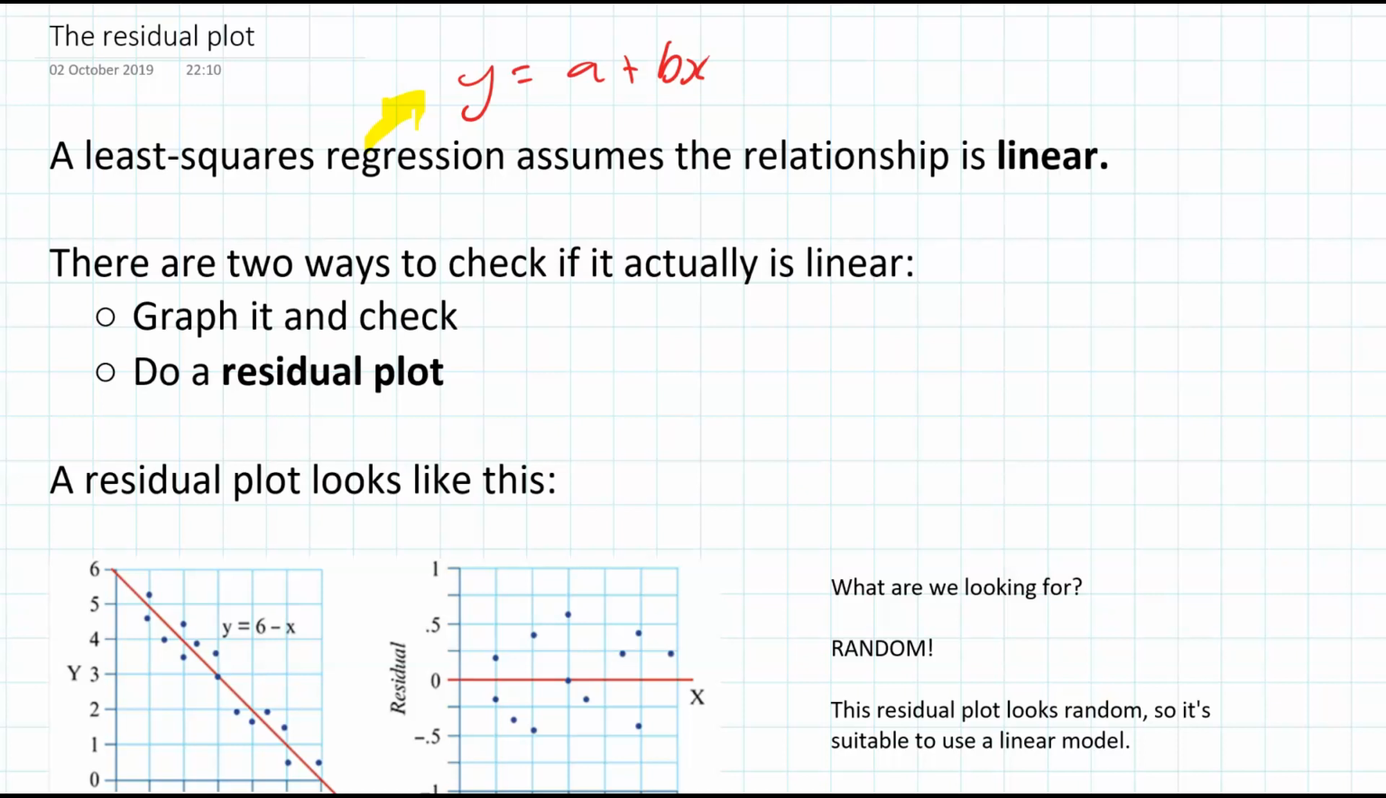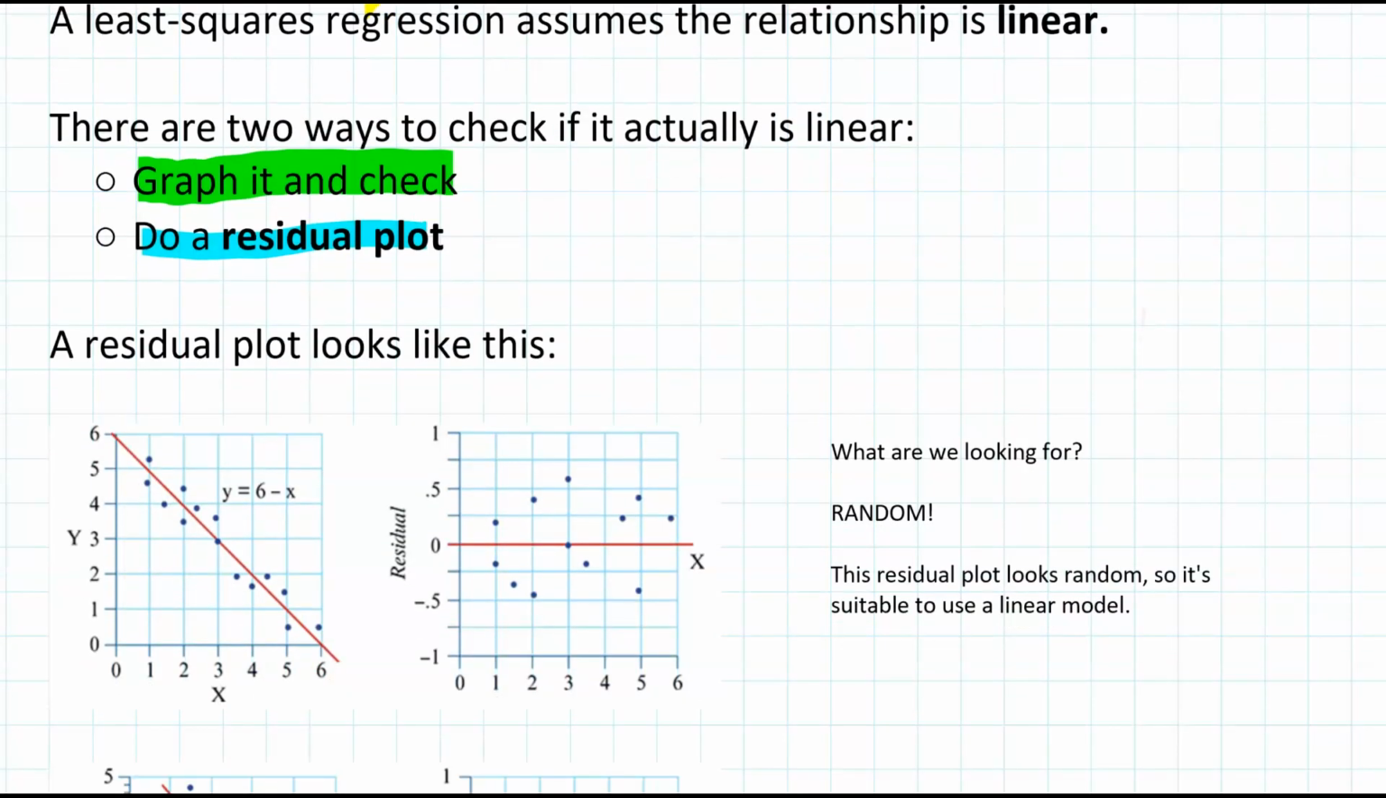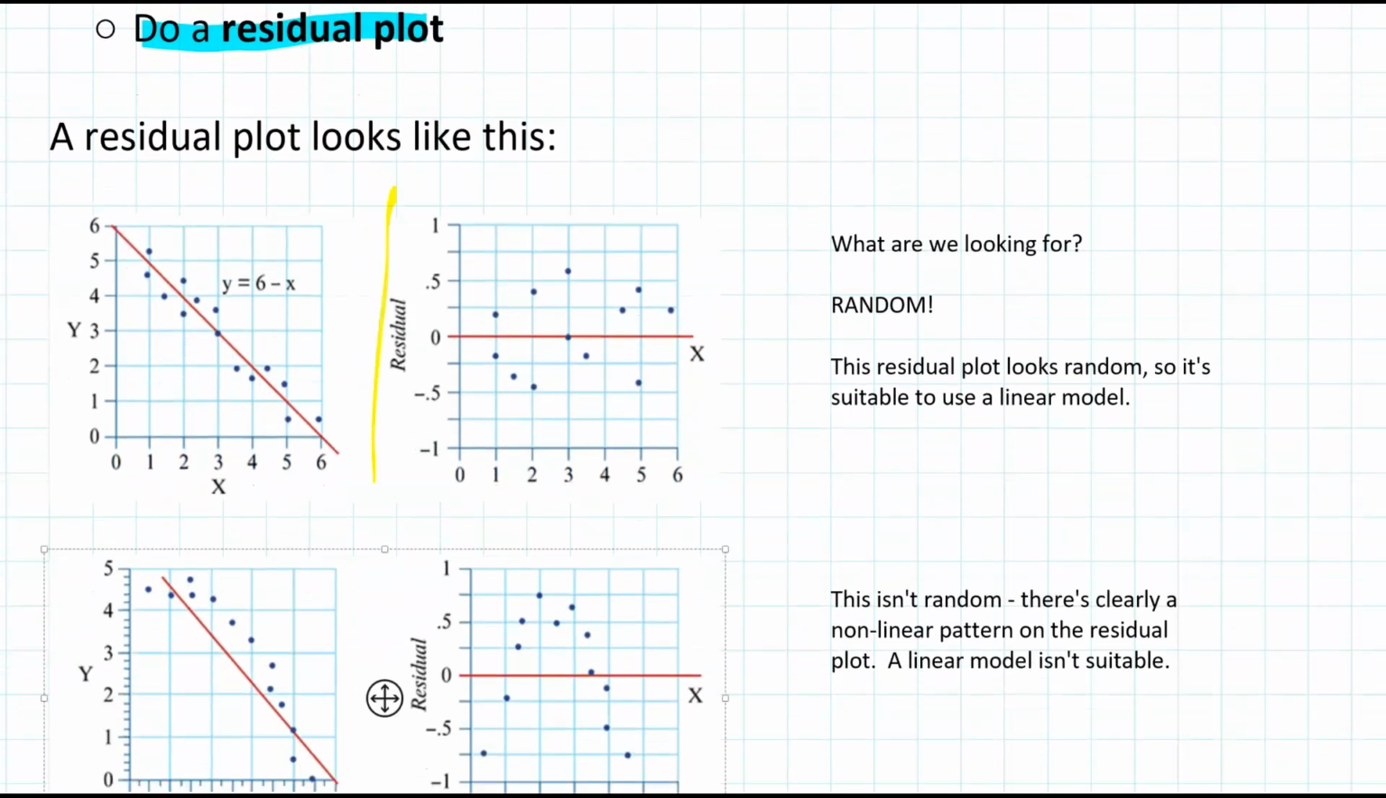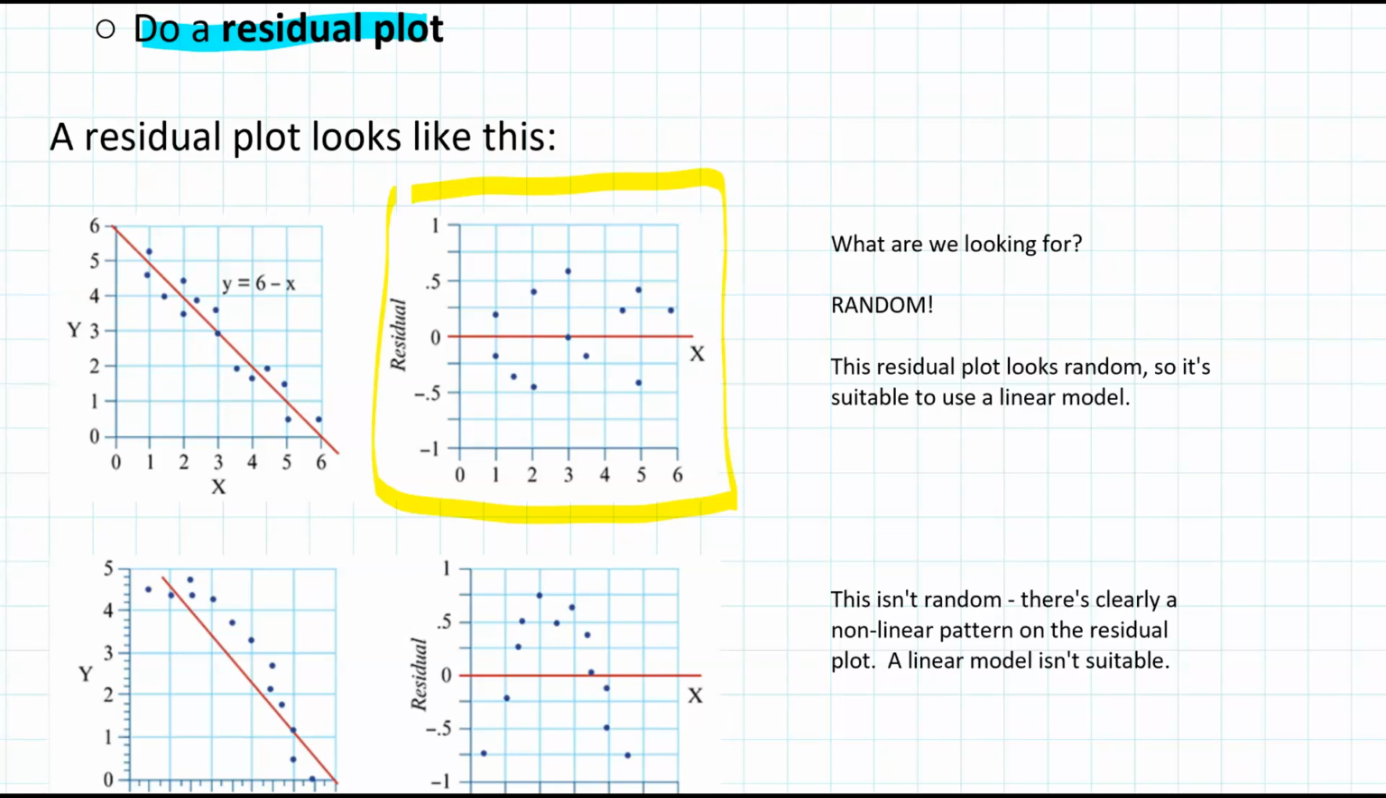There's two ways you can check to see if it actually is linear. You can graph it and take a look, or you can do something called a residual plot. So we're going to take a look at what a residual plot is today. Okay, so here is what a residual plot looks like.